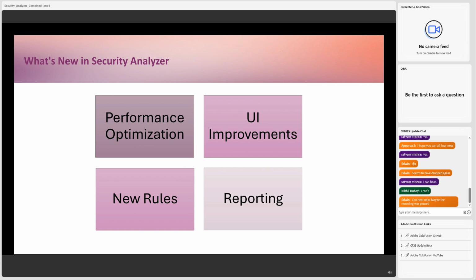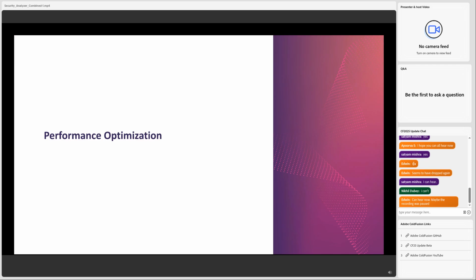So first is performance optimization. That is, we have done a lot of performance optimization and improvements around this, which I will show in a bit. And we have UI improvements. That is, the VS Code extension has been redesigned to give you a much better developer experience. And we have new rules. That is, we have added 8 new security rules in addition to the existing ones. And the fourth is reporting. That is, we have added some new formats in which you can export the analyzer reports. So let's start with the performance optimization.